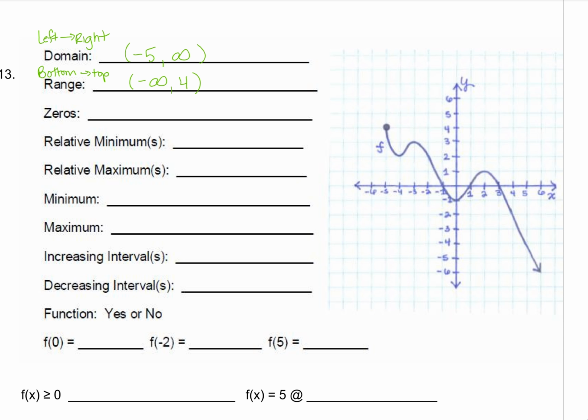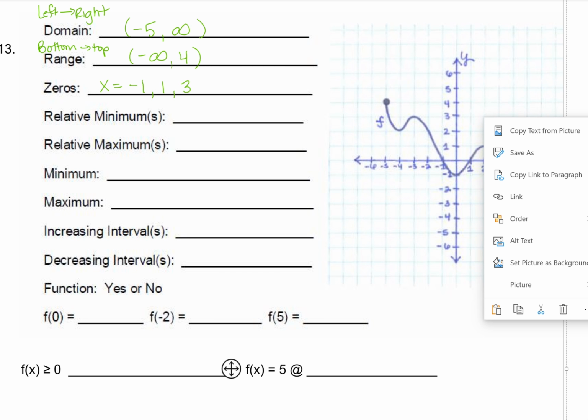Zeros. Well, okay, I need to find my points. I have one at -1, 1, and 3. So I have x equals -1, 1, and 3. I'm going to erase those.